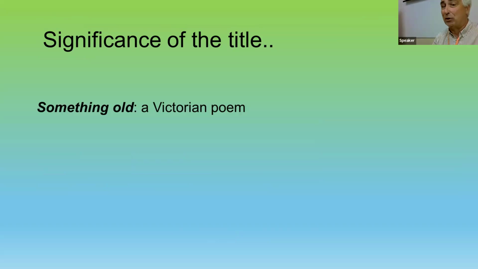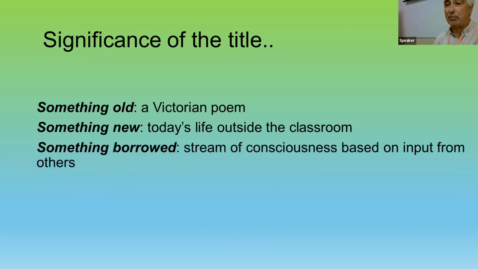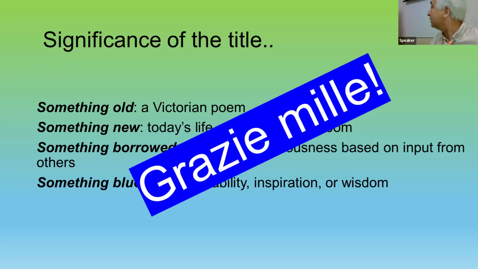It's a Victorian poem: something old, something new. Today's life outside the classroom brought into the traditional classroom. Something borrowed: stream of consciousness is based on input from the others in the group, so one idea leads to another. And something blue. Blue represents serenity, stability, inspiration, or wisdom. That was so creative, wasn't it? I mean, just the concept.